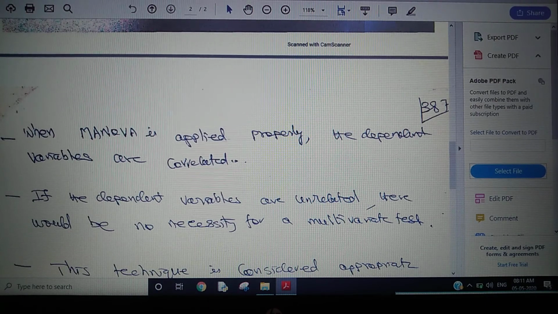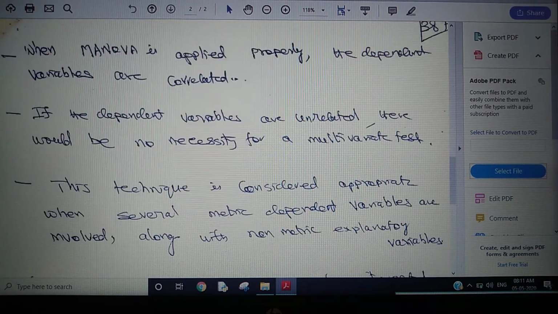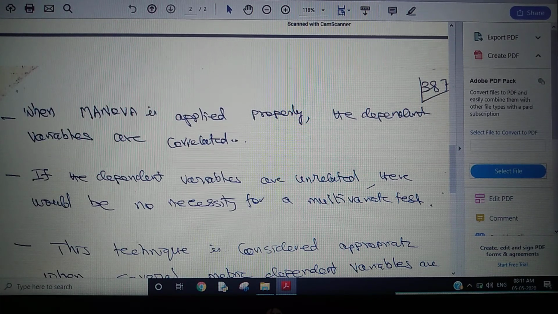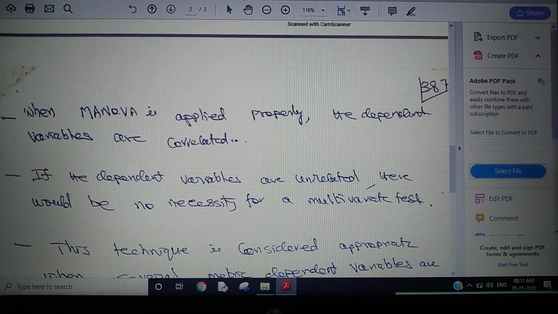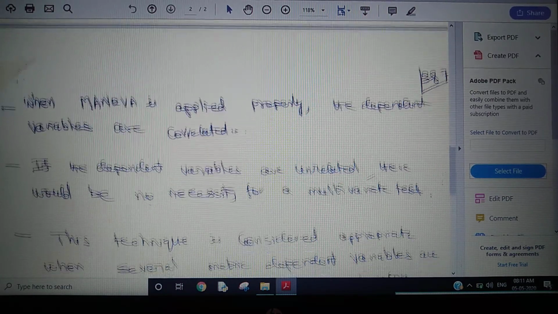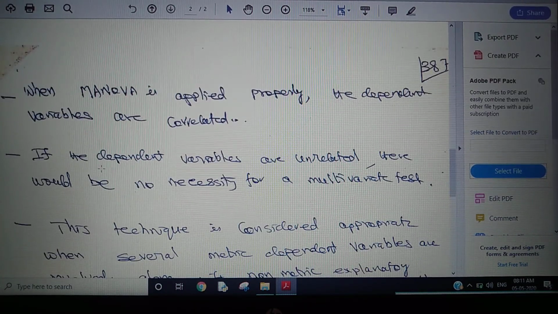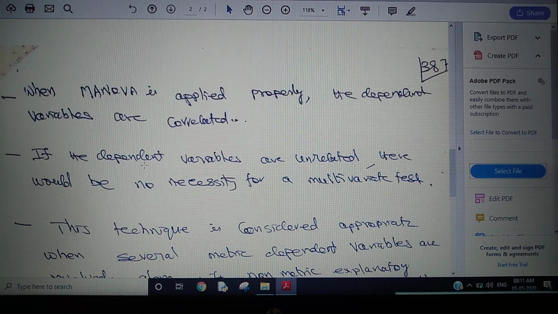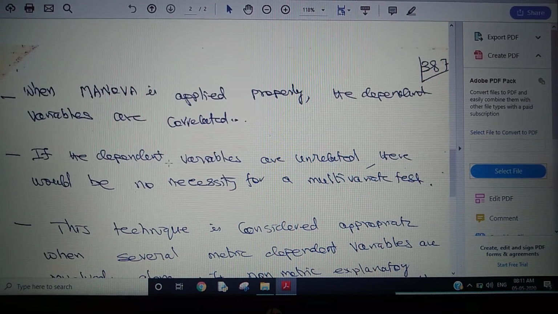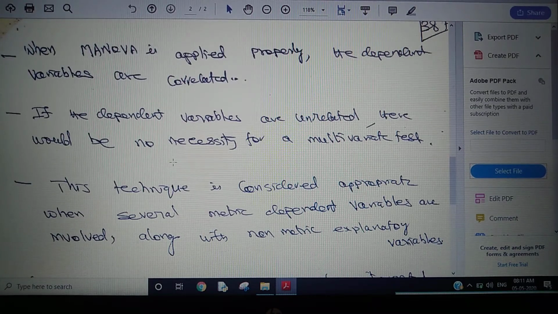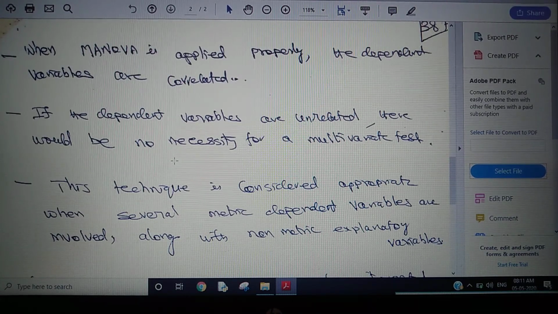MANOVA is applied properly when the dependent variables are correlated. If the dependent variables are unrelated, there would be no necessity for a multivariate test. Here the dependent variables are correlated; each and everything is related. If both the dependent variables are unrelated, we don't need the multivariate test. Straight away we go for multiple regression or linear regression. In multiple regression, there are more than two independent variables, but only one dependent variable.